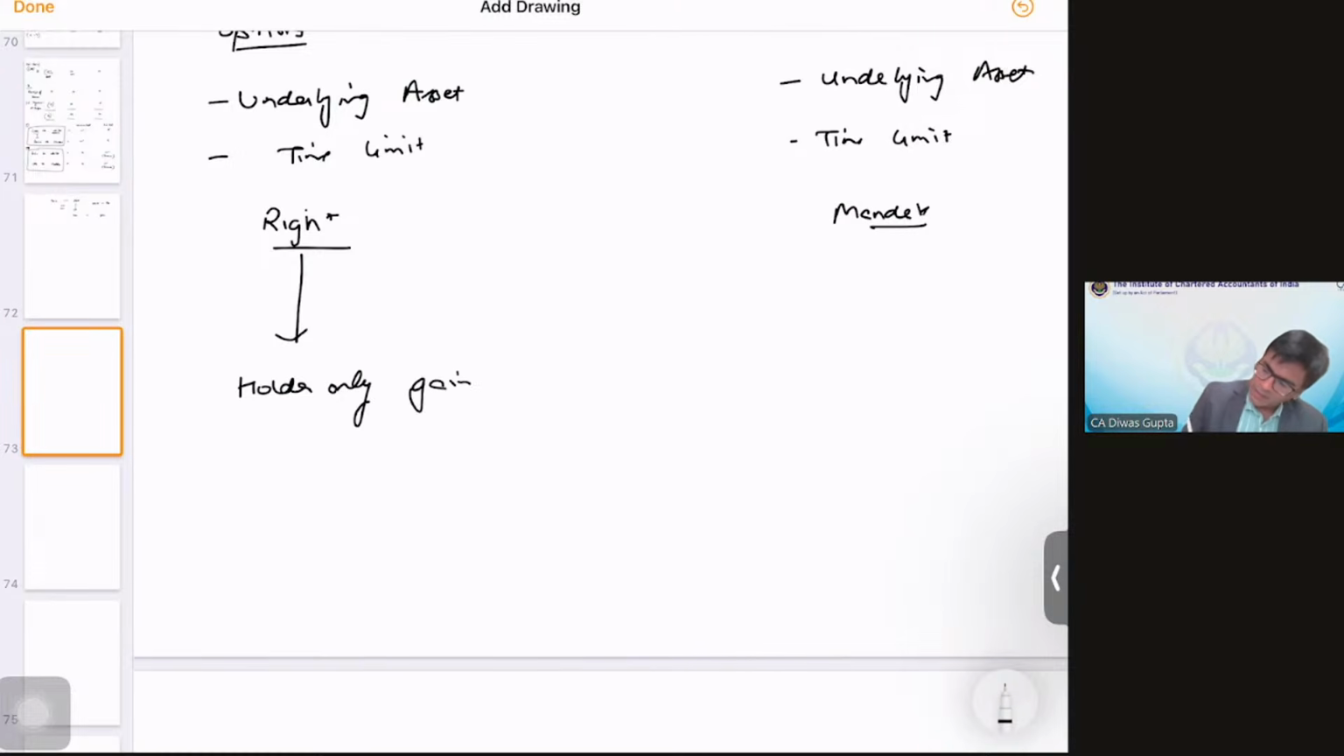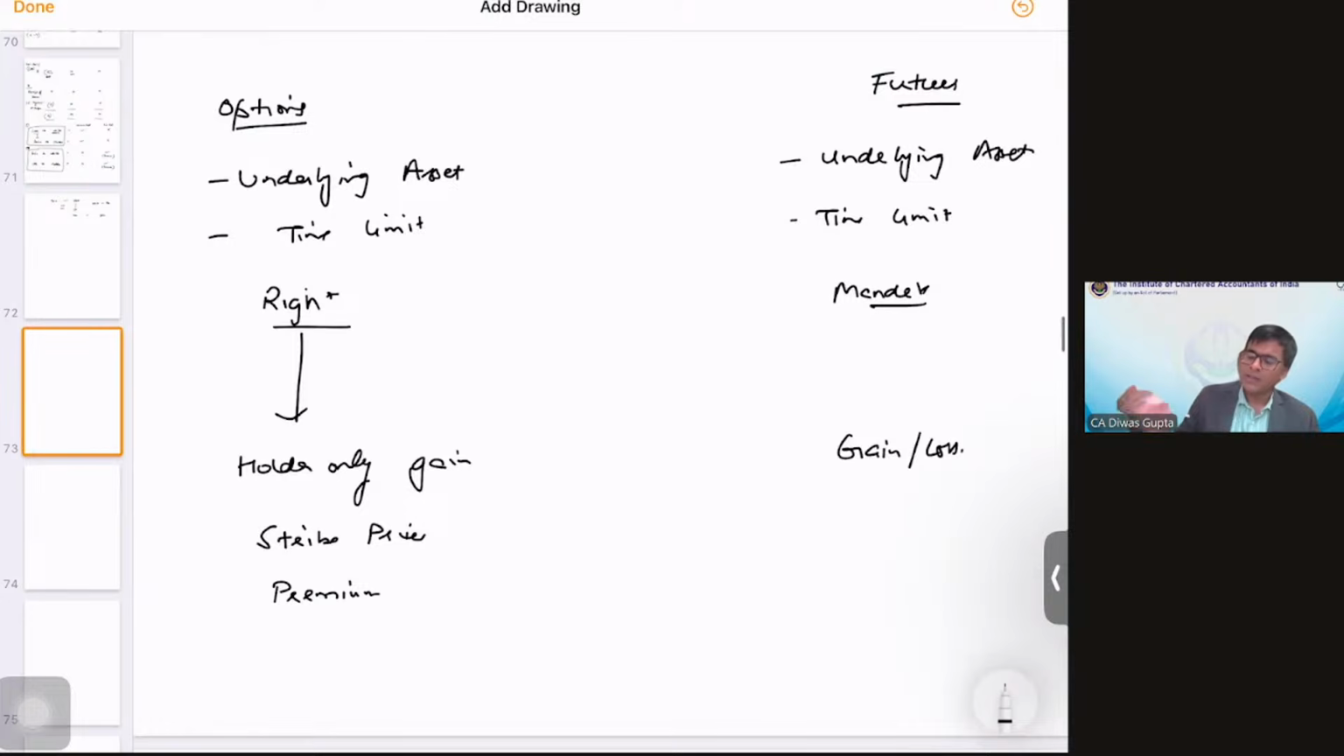Then this right holder only gains. Correct? The holder will only gain through this process. The strike price is involved in this. Correct? There is a strike price involved, and there is a premium that needs to be paid. There is a gain or loss, both, right? Although there is only a gain concept from the holder side in case of an option, there can be a gain or loss in case of futures.